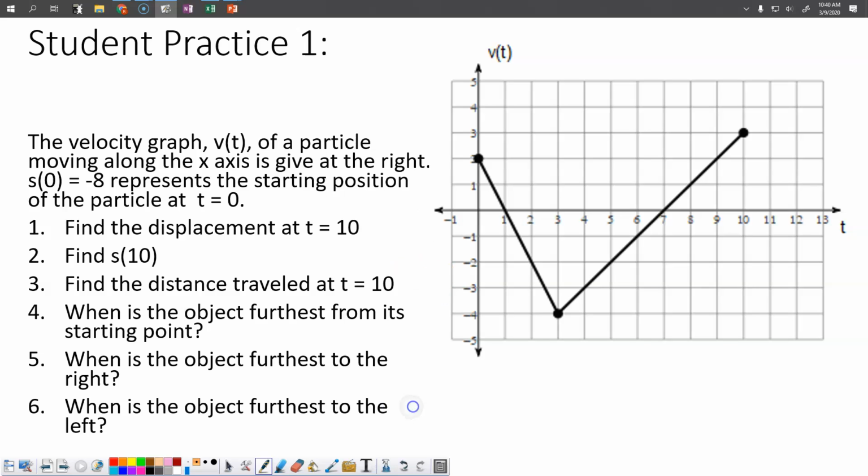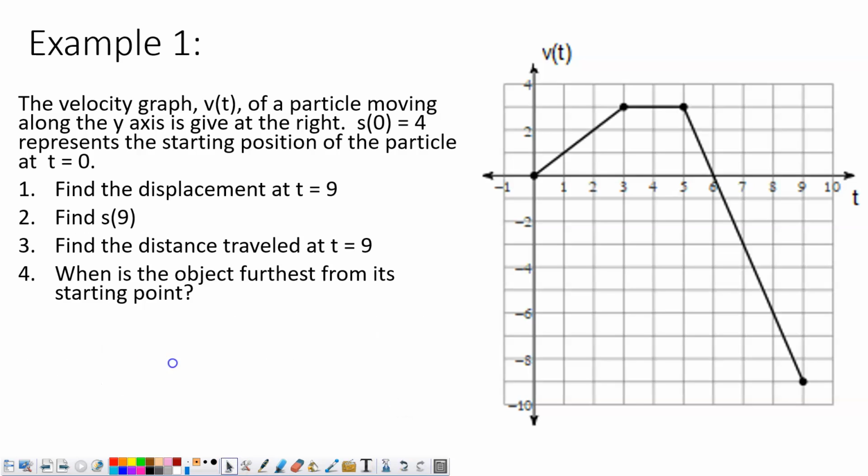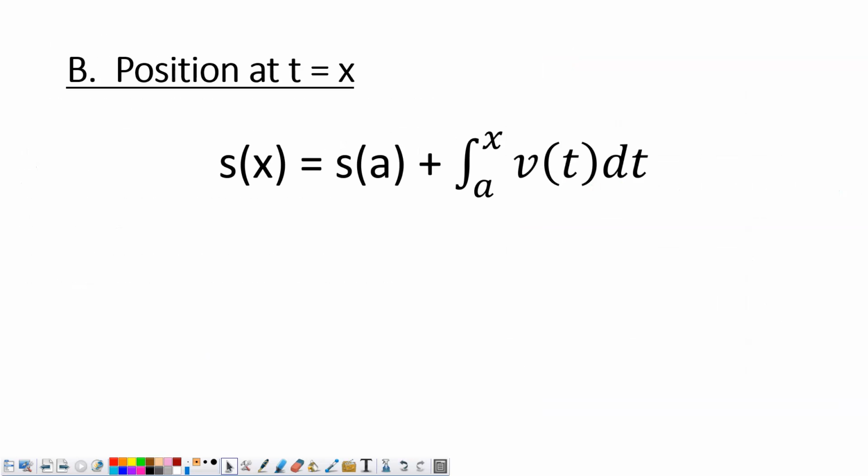All right, let's go back now to this previous example here. And we're going to do some other stuff now. So back to number 2. Find S of 9. Well, anytime you want to find a position, here's how we're going to do it. We're going to use this: my final position is equal to my starting position plus the displacement. Okay?